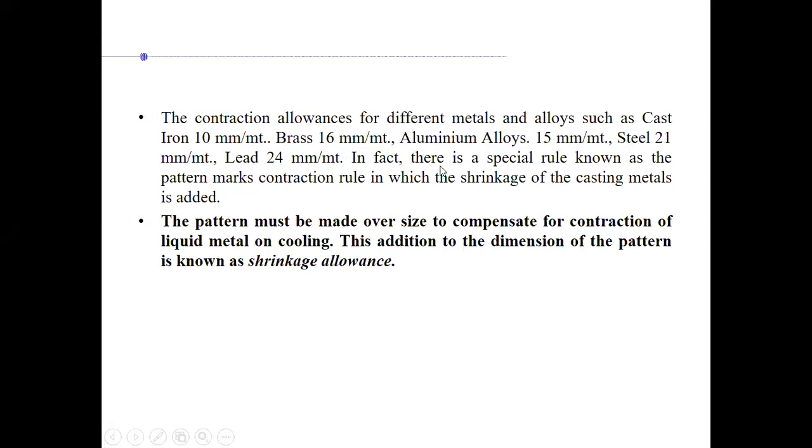Lead, 24. In fact, there is a special rule known as the pattern maker's contraction rule, in which the shrinkage of the casting metals is added. They have all these guidelines and made rules to account for this shrinkage. The pattern must be made oversized to compensate for the contraction of the liquid metal on cooling. This addition to the dimension of the pattern is known as shrinkage allowance. This is the gist of what we have discussed: the pattern is kept oversized to compensate for the contraction of the metal on cooling, and that is what is called a shrinkage allowance.